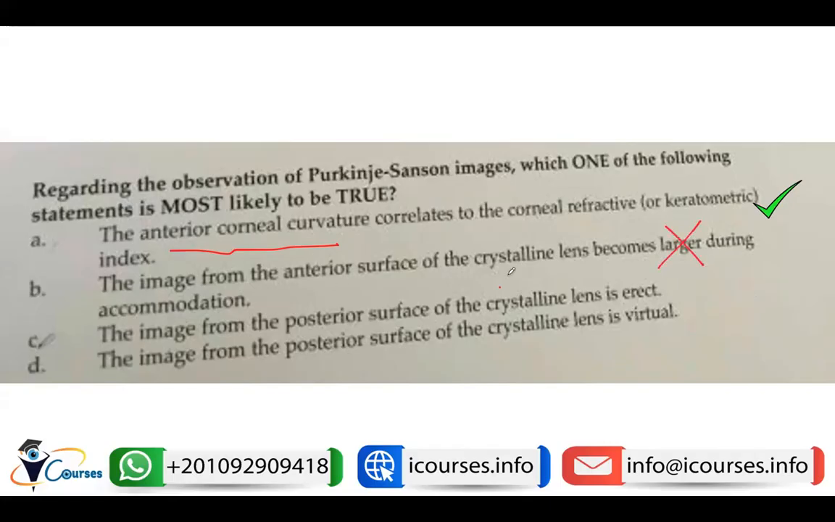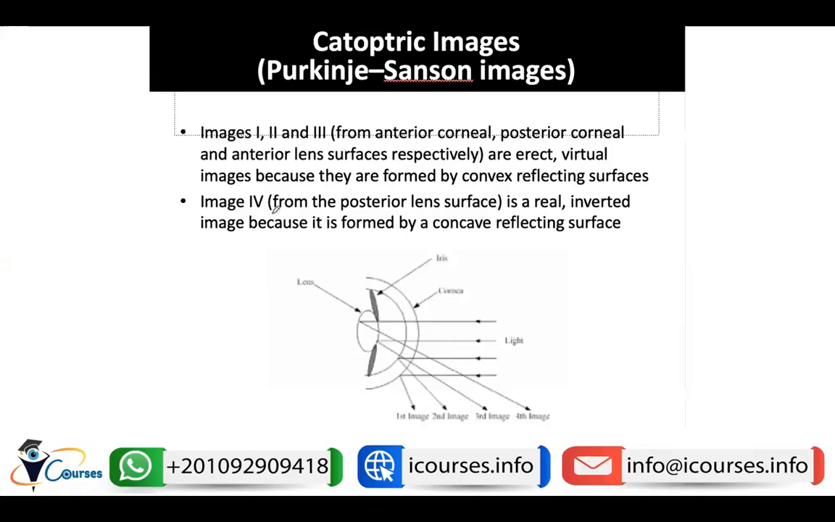Actually, what happens in the crystalline lens during accommodation is that the anterior surface will bulge rather than the posterior surface. The image from the posterior surface of the crystalline lens is erect. This is not true. It is real and inverted because it is formed by a concave mirror effect. Image from the posterior surface of the crystalline lens is virtual. Again, this is not true. So again, image 4 formed by the posterior lens surface is a real and inverted image because it is formed by a concave reflecting surface.